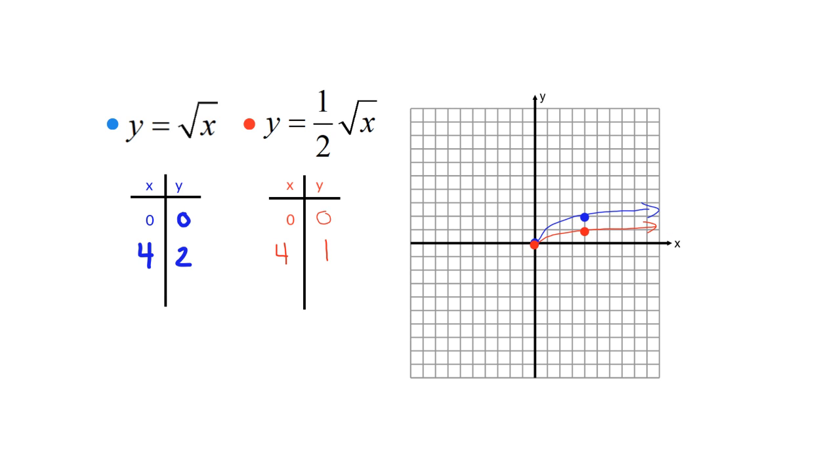So that's what happens when a is between 0 and 1. If it's a fraction between 0 and 1, it's going to be more narrow. Again, remember, if it's negative, it's going to go down. If it's greater than 1, it's going to be wider. But if it's between 0 and 1, it is going to be more narrow.